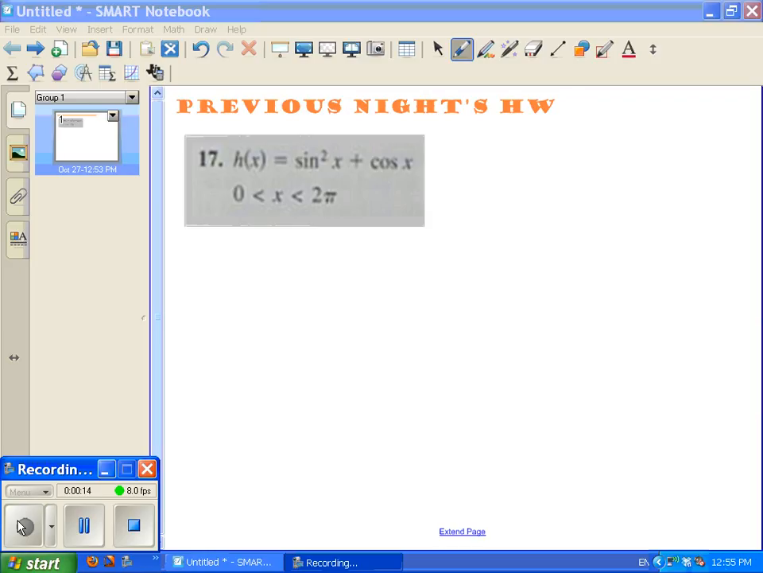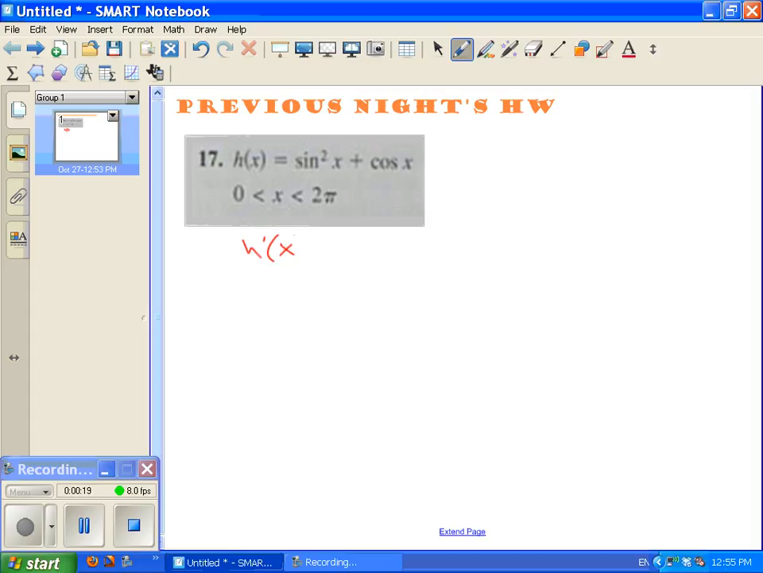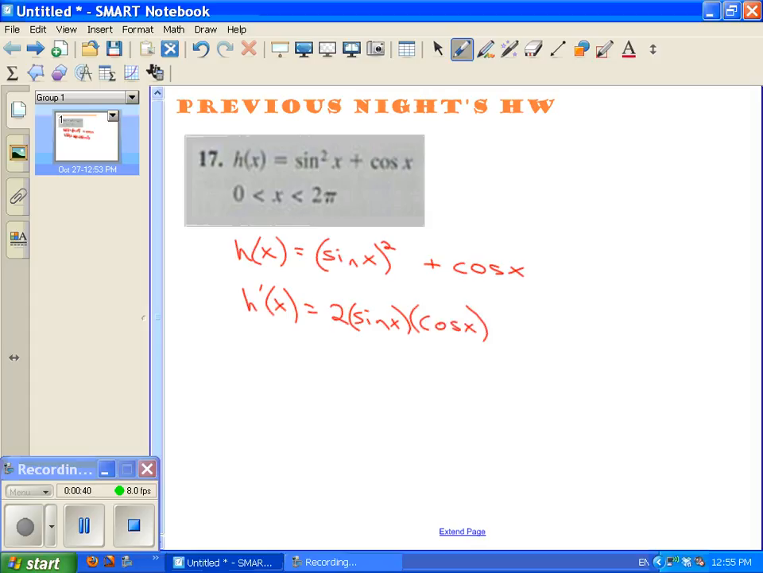All right, so I need to take the derivative of this. First let's do a rewrite so that it's easier to see. This is sine x squared plus cosine of x. When I take the derivative, I'm going to get 2 sine of x to the first times the derivative of the inside, cosine of x, times the derivative of the very inside, which is 1, plus the derivative of cosine.